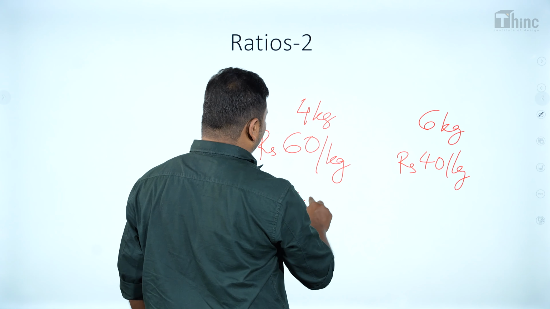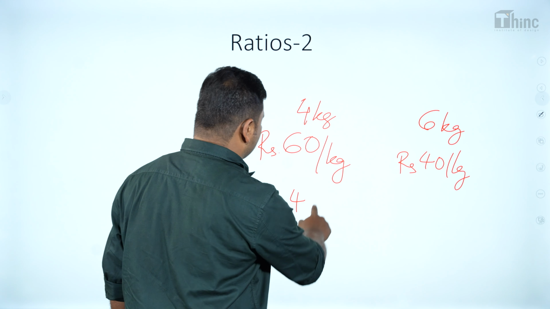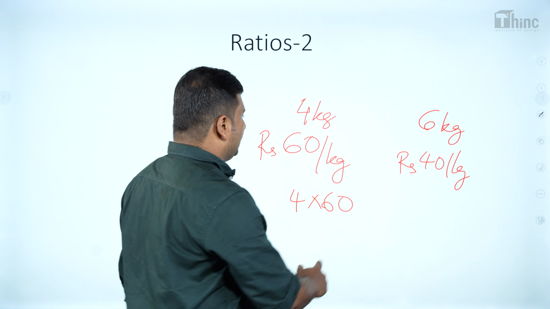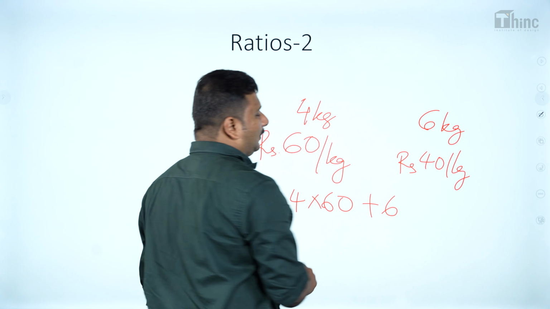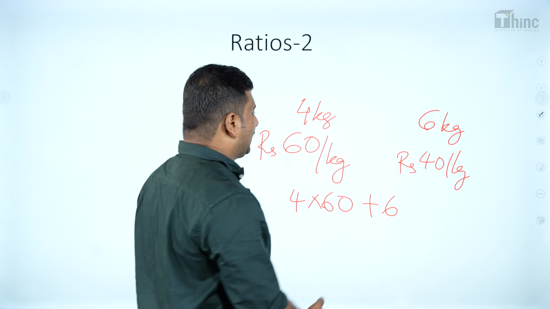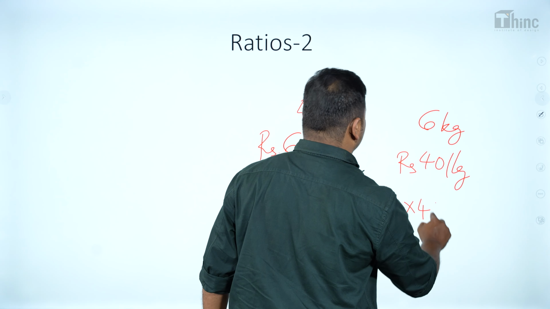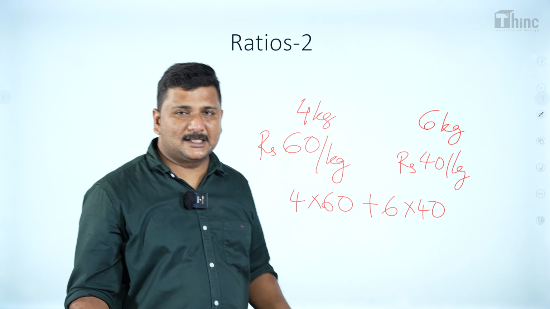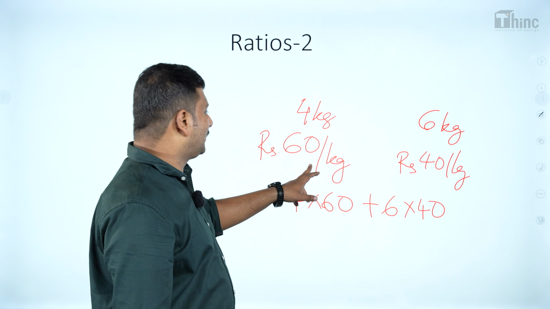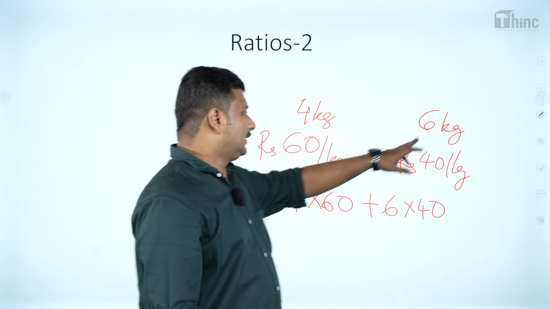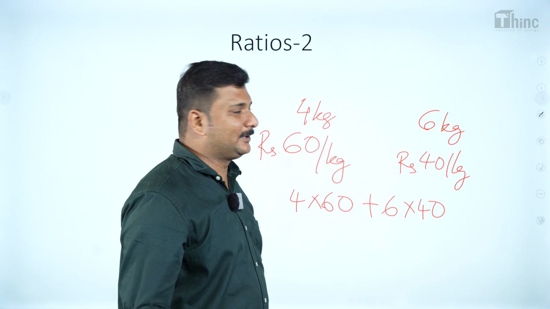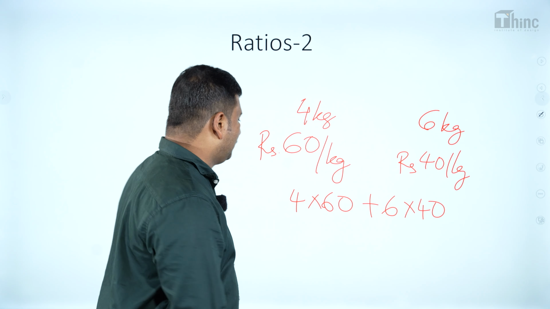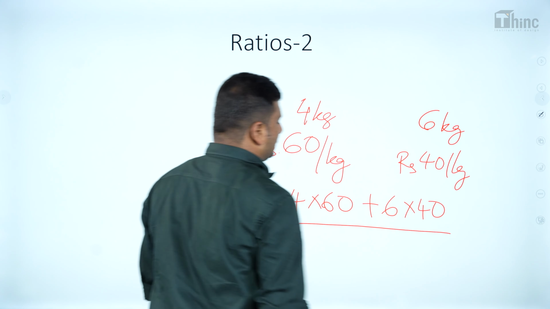If he has 4 kgs of first quality orange at 60 per kg, the total price will be 4 into 60. Then 6 kgs of second quality orange at 40 per kg, the total price will be 6 into 40, right? Because price per kg into the total quantity gives us the total price. So when he mixes these two, the total price will be 4 into 60 plus 6 into 40. And what is the total quantity?